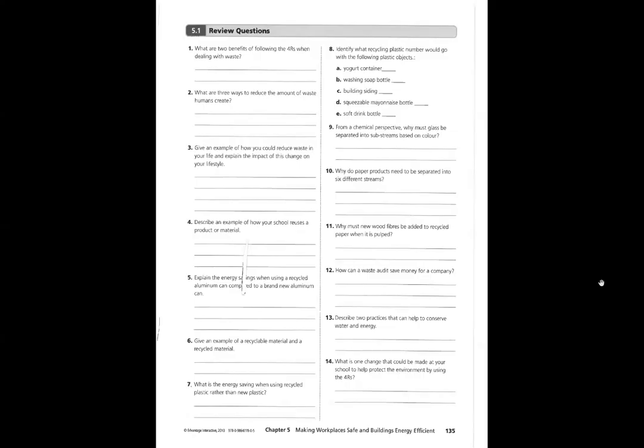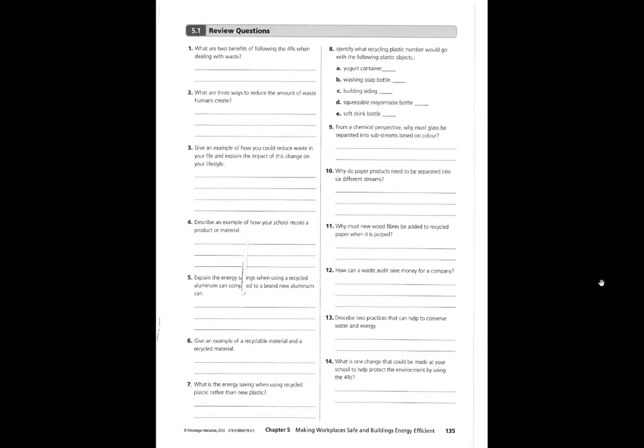B is a washing soap bottle. You'd have to look that up, and a detergent bottle is what that would be, so that would be number 2. I think the rest are actually listed there. Any problems with those, just let me know. People were having some problems with that. Question 8 is worth 5 marks, 1 mark for each one of those.